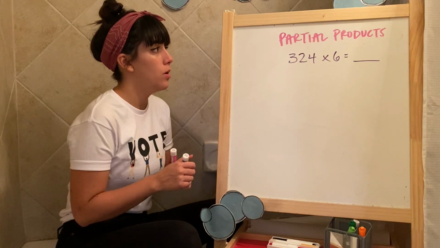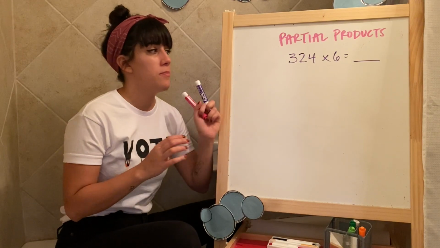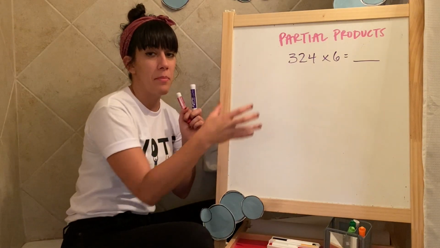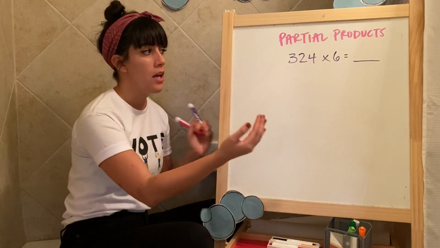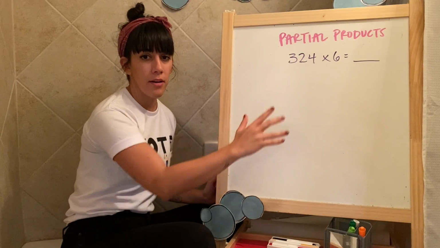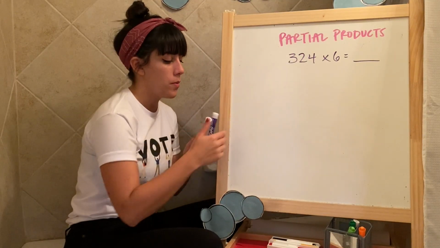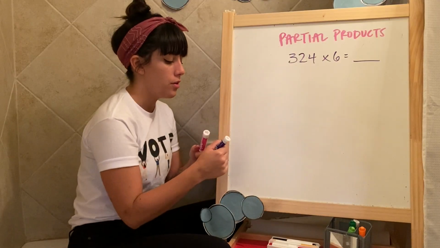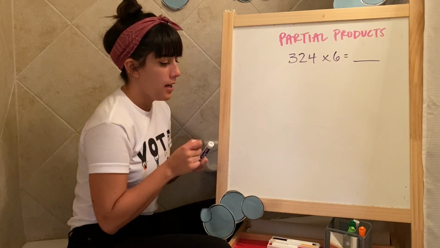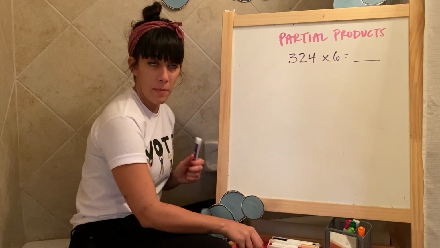Okay, so partial products just means taking this one step at a time, but not necessarily using a box or a grid or an area model. This kind of takes all of that away and just breaks it down for you in a different way. So let me show you what I mean.